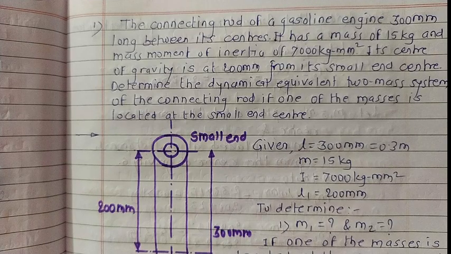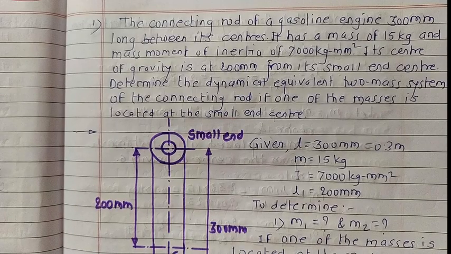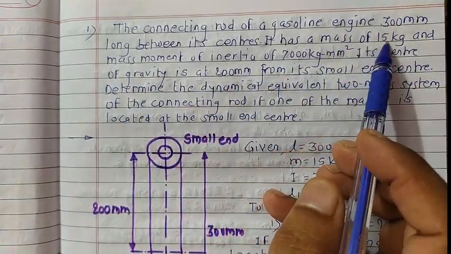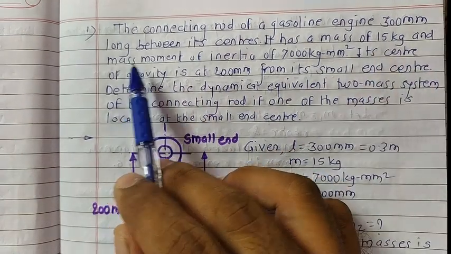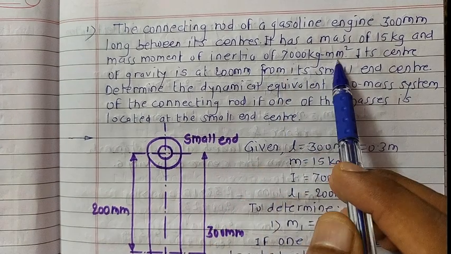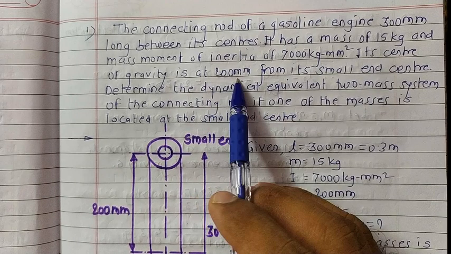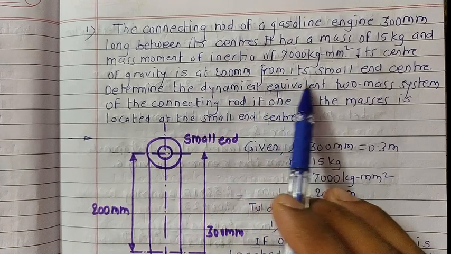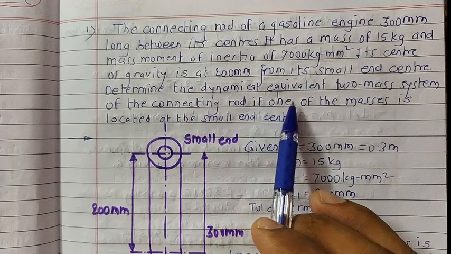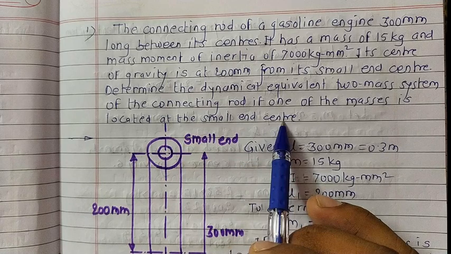So let us start. First one, the connecting rod of a gasoline engine is 300 mm long between its centers. It has a mass of 15 kg and mass moment of inertia of 7000 kg mm square. Its center of gravity is at 200 mm from its small end center. Determine the dynamically equivalent two mass system of the connecting rod if one of the masses is located at the small end center. Read the problem carefully.